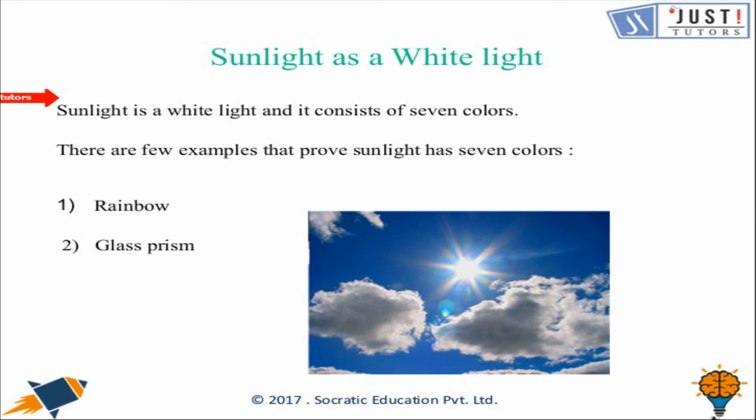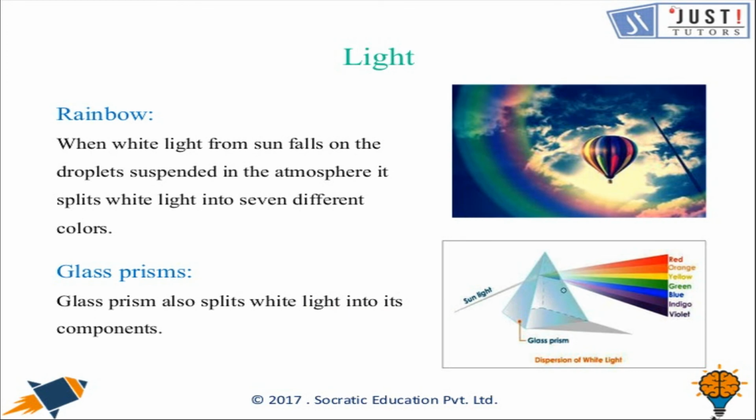To prove that sunlight has 7 colors, we can imagine a rainbow. A rainbow is formed when the white light from the sun falls on the droplets in the atmosphere and splits into its 7 components. The same happens to white light when it falls onto a glass prism and splits into 7 different colors. This phenomenon is known as the dispersion of white light.